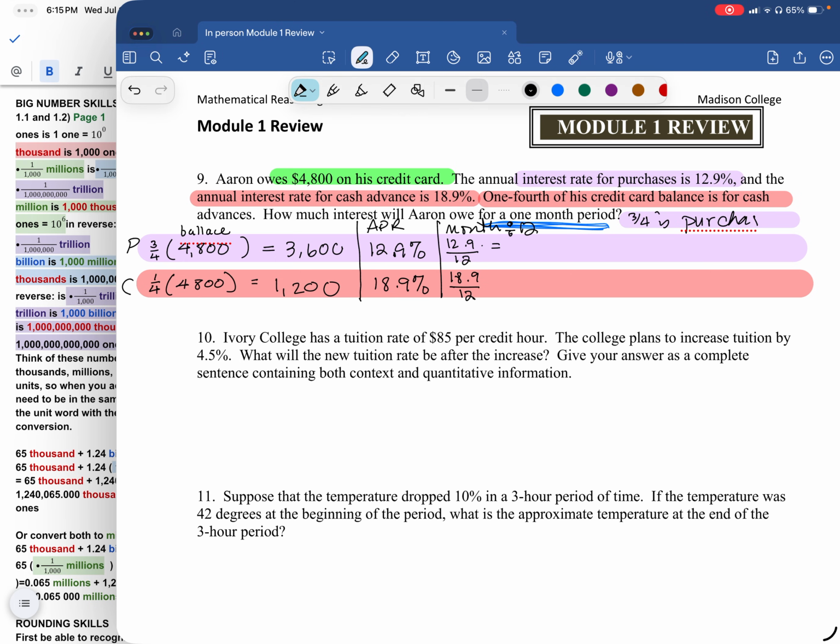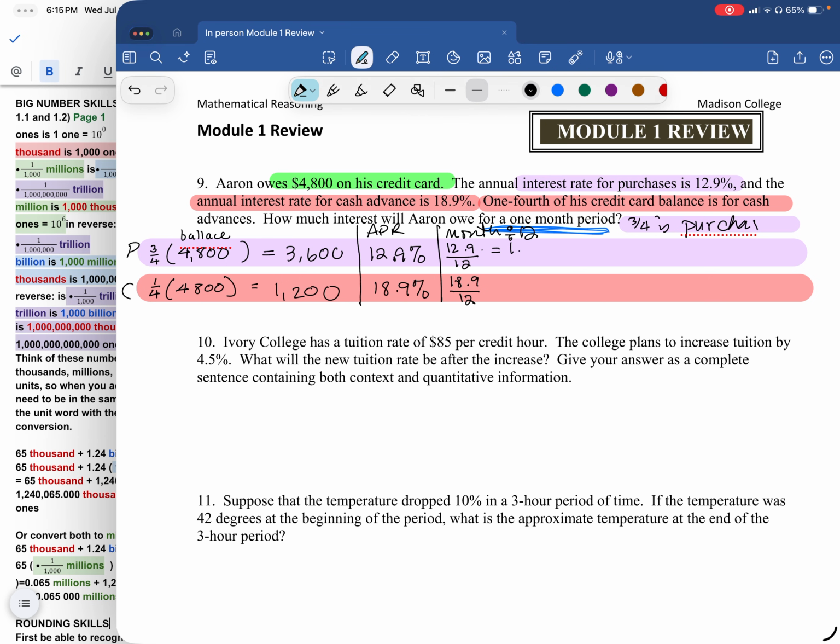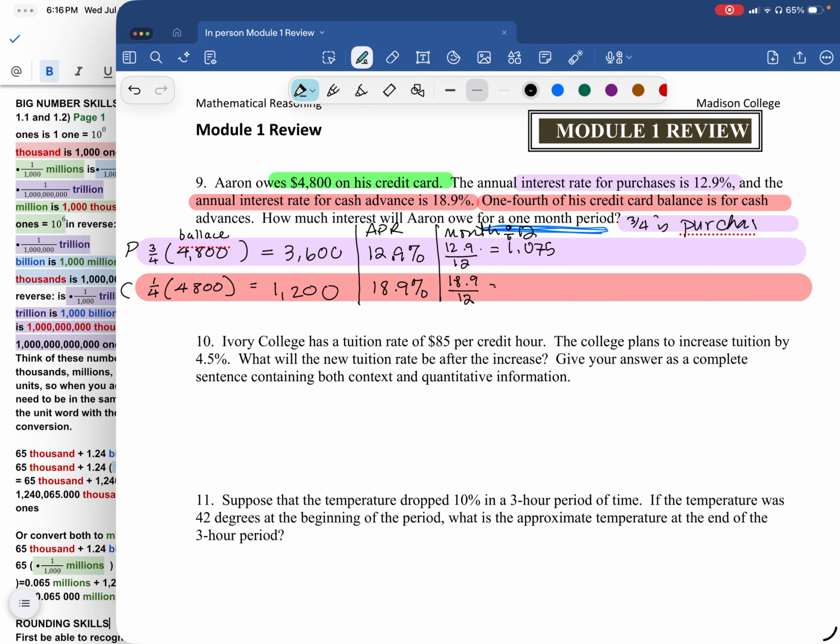12.9 divided by 12, and we get 1.075. We were expecting an answer close to 1 because 12 plus a little extra divided by 12 will be about 1. And 18 is less than 24, so we're still expecting an answer between 1 and 2. For 18.9, I would say 1.5 or so, because it's a little more than halfway. And we get 1.575. All right, so now we have our two answers, and that's the interest rate.